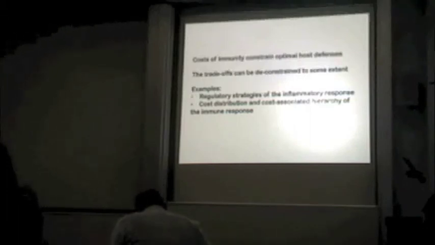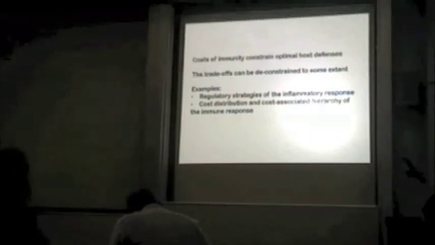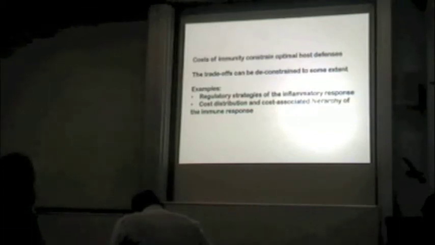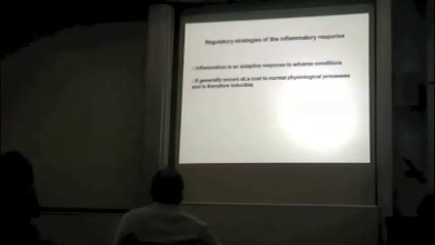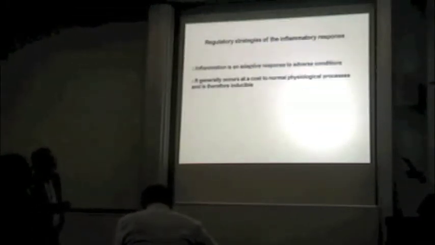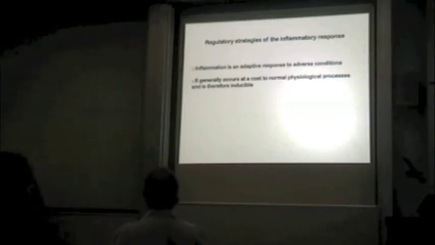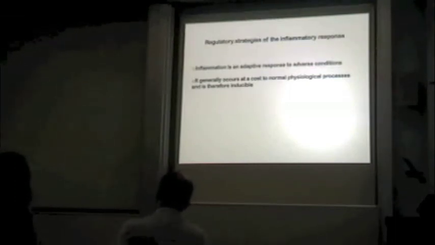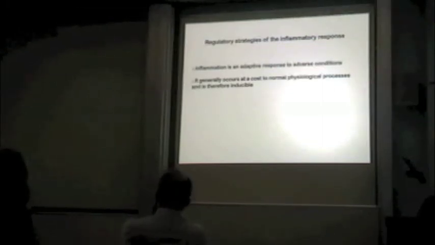So first, about the regulatory strategies of the inflammatory response. I can use inflammatory and immune response interchangeably here. In my example, I'll use the inflammatory response because it's simpler to explain the points, and you can imagine how it can be extended to the immune response as well. So inflammation in general is an adaptive response to any adverse conditions.